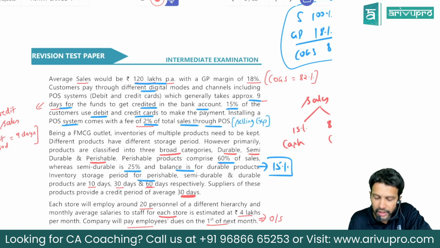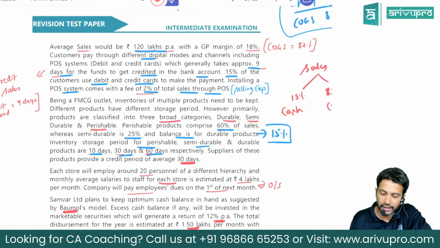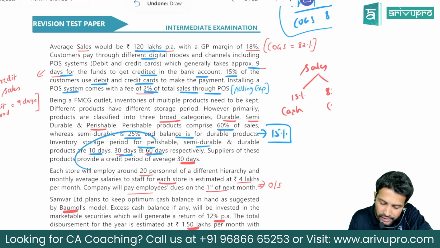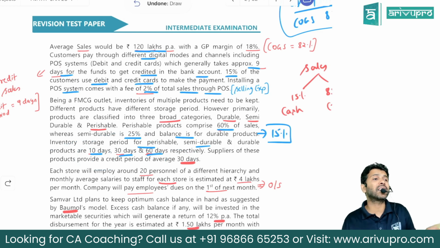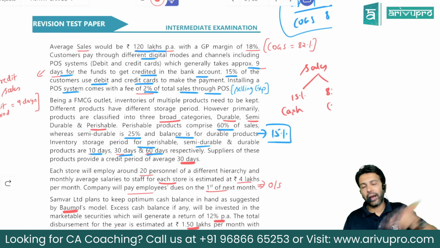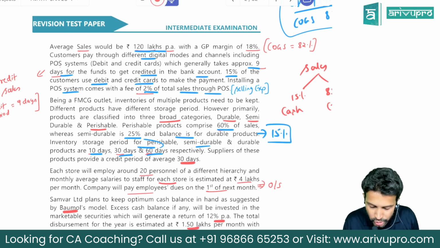Inventory storage period for perishable, semi-durable and durable products are 10 days, 30 days and 60 days respectively. Suppliers of these products give a credit period of 30 days. So this information will be helpful for us to calculate the closing stock of finished goods. There are 3 types of finished goods we are dealing with here: durable, perishable and semi-durable. So this holding period they have given.